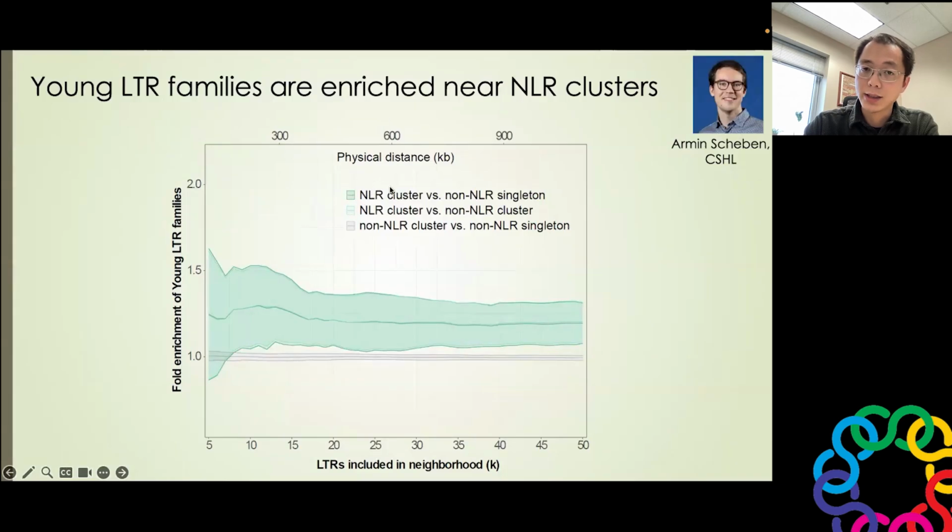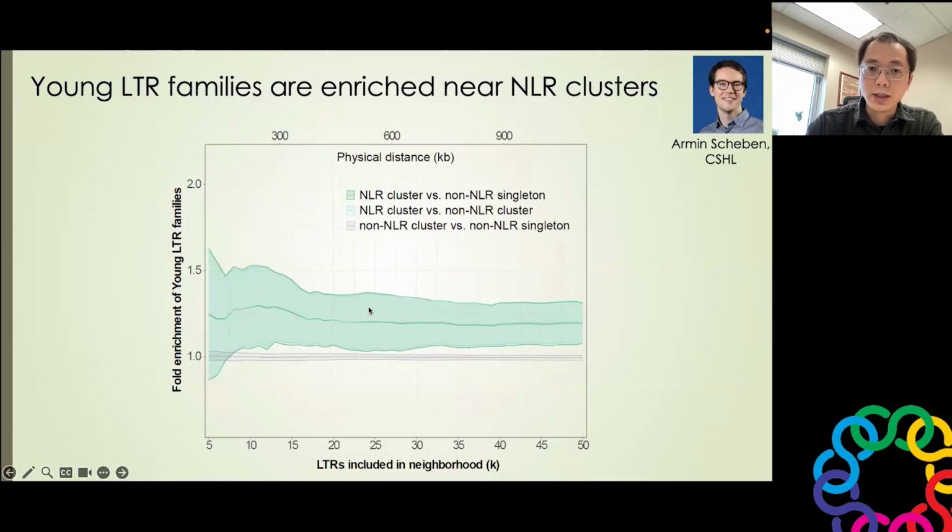In the NLR clusters when you compare to NLR singleton. We don't have the data here. You compare NLR cluster to NLR singleton or non-NLR singleton or non-NLR cluster, you still see this enrichment, which means there are more enrichment in the NLR clusters. What are NLRs? NLRs are leucine-rich repeats that mainly function as disease-resistance genes, R genes. So they have this enrichment in the NLR genes, suggesting there's something going on between these two.